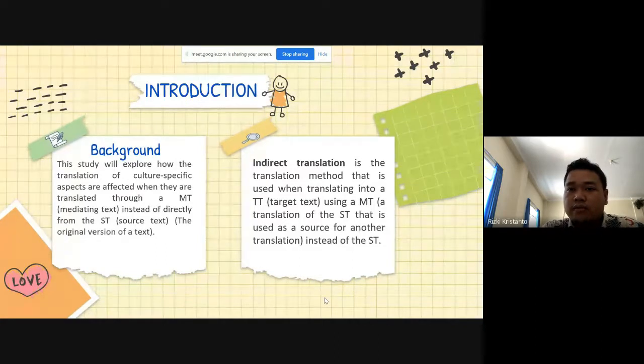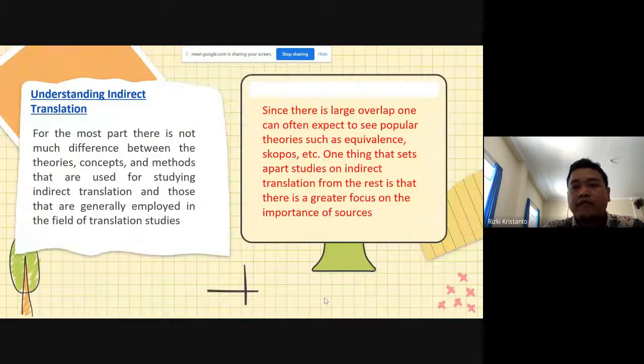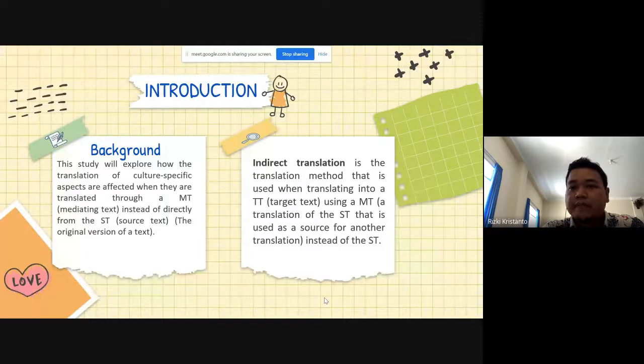Okay. And indirect translation. So I forgot to tell you the main meaning of indirect translation itself. So basically, indirect translation is the translation method that is used when translating into a TT or target text using a mediating text, or the translation of the ST, the source text, that is used as a source for another translation instead of the source text. Yeah, that is the clear meaning of indirect translation. Yep. Next, please.